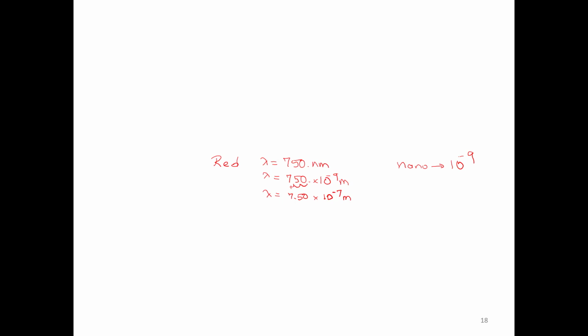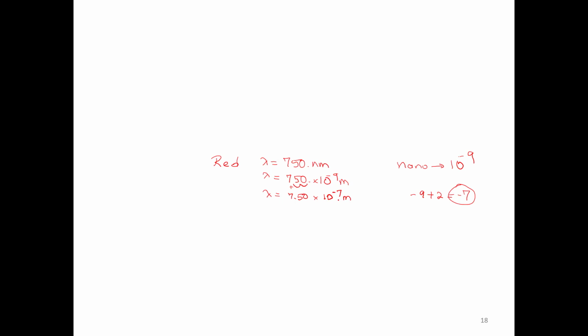Remember, we need to move 2 places to the left. We need to add 2 units to the exponent. That's minus 9 plus 2, which equals negative 7. This is the power of 10, as we had here. Then these are the 3 different ways we can express the wavelength for red.